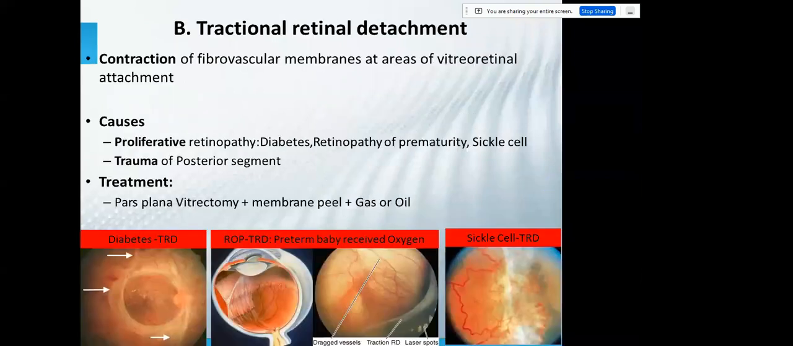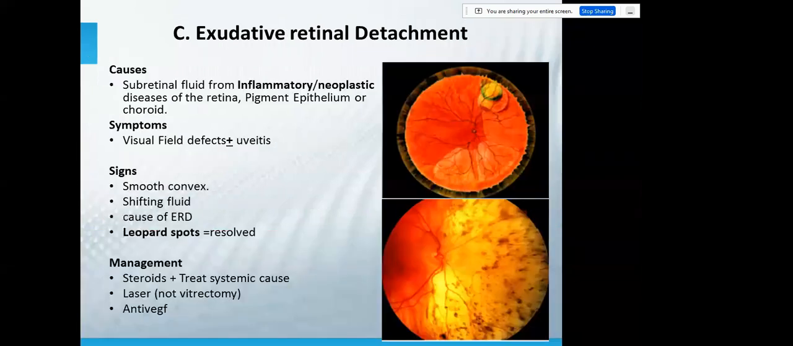The tractional detachment is a different mechanism. This happens like in diabetes. We've talked about diabetes, sickle cell retinopathy, and retinopathy of prematurity. Any condition with membranes on the retina can pull your retina up and cause tractional retinal detachment. Treatment is the same, vitrectomy, and we cut off the membrane.